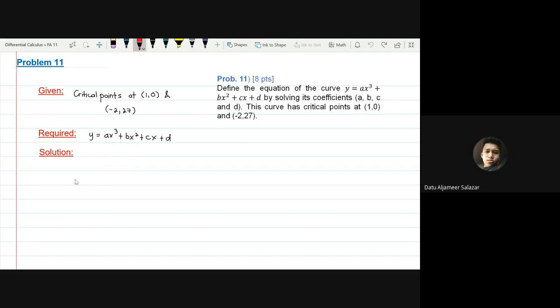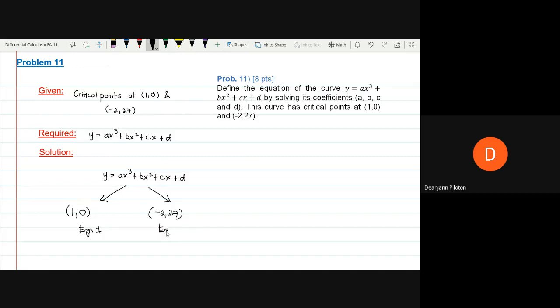Yes po. So the strategy is using this equation, we get two equations from it. What we do is substitute the critical point (1, 0), so we create equation 1 out of that. Then next, we get another equation using another critical point, (-2, 27). These points can be substituted in the equation because they are also on the curve. So it is just two statements when we substitute, then we create another equation, which is equation 2.